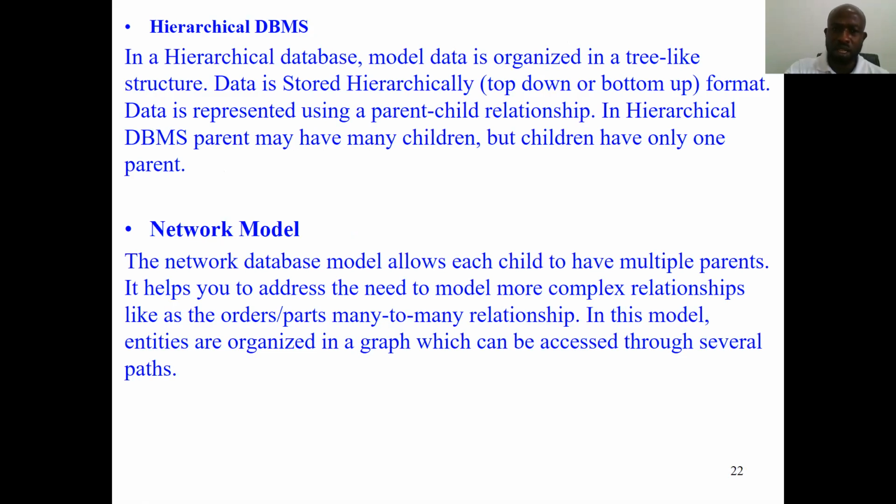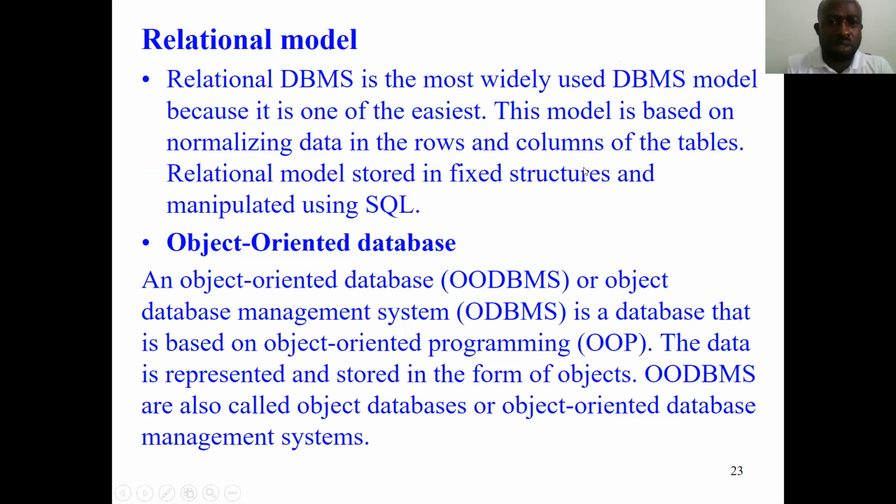Now, the network database management system allows each child to have multiple parents. It helps you address the need to model more complex relationships, like orders and many-to-many relationships. In this model, entities are organized in a graph, which can be accessed through several paths. Now, the relational model is the most widely used database management system because it is one of the easiest. This model is based on normalizing data in the rows and columns of tables, and the relational model is stored in fixed structures and manipulated using SQL.